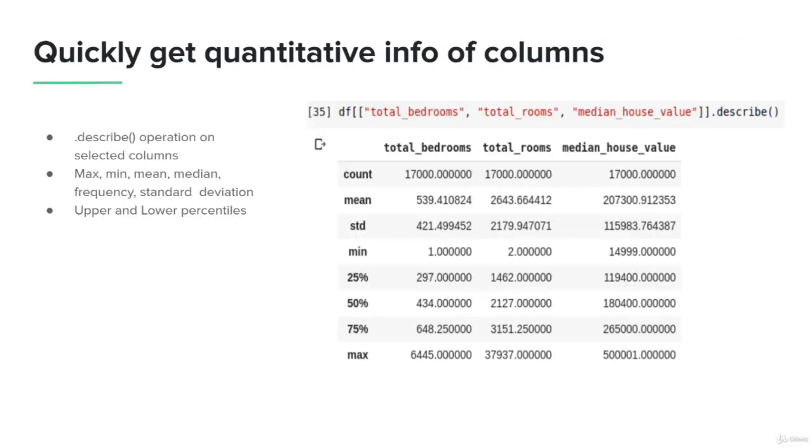We can also use the describe function on selected columns as well. So it's quite smart. If you don't want to get the information of the entire dataset, you want to focus your study on particular columns, you can select those columns and call the describe function on them, and then you can take up that information.